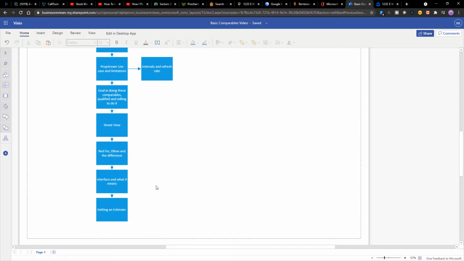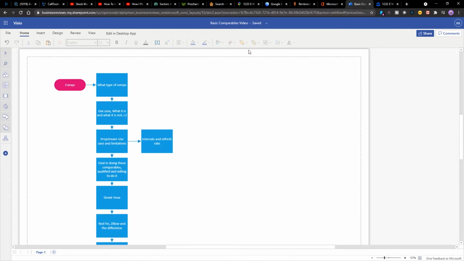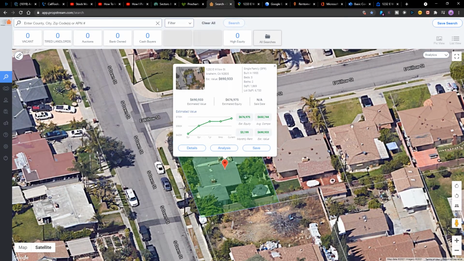Just for beginners. If you are an experienced user, you can use this as a reference for people who are going to get into the industry. And then getting the estimate. Just doing this to help people out on how to do this. Let's go over to Propstream.